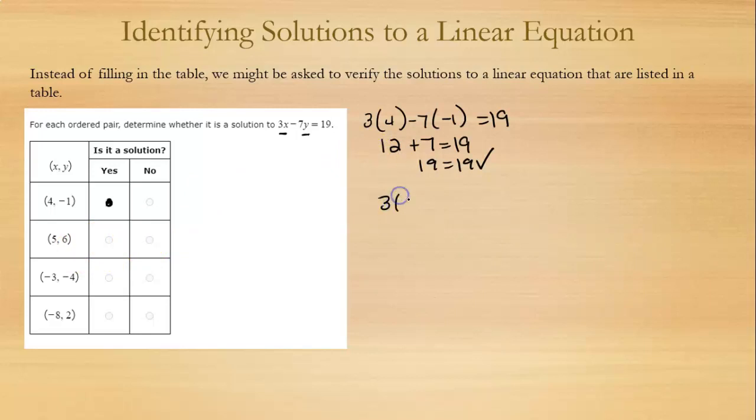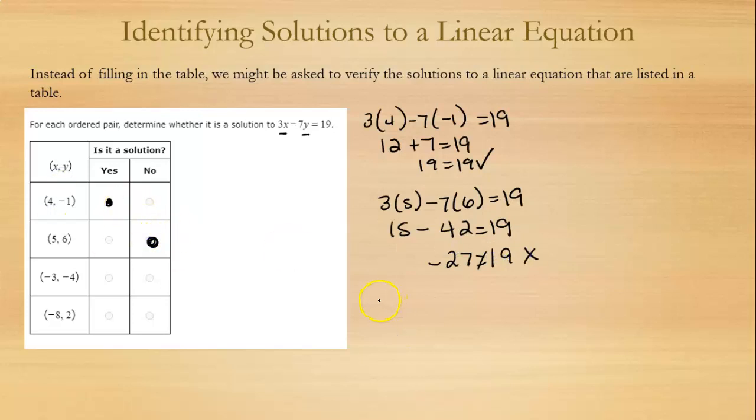For the next one, it's 3 times 5 minus 7 times 6, and we want to see if that equals 19. 3 times 5 is 15. 7 times 6 is 42. 15 minus 42 is going to give me a negative number, so I already know my answer is no, but let's go ahead and double check. 15 minus 42 is negative 27, and that definitely does not equal 19, so we would say no for that one.